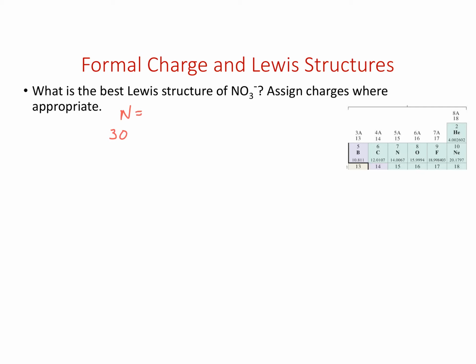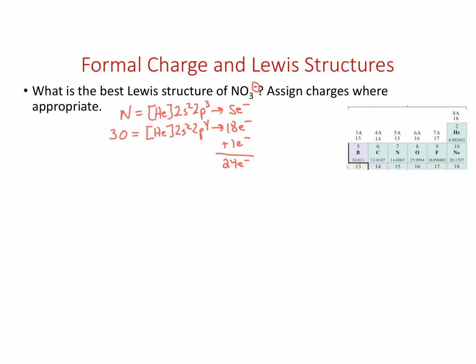So the electron configuration of nitrogen would be helium, 2s2, 2p3. There are 5 valence electrons in nitrogen. For oxygen, I have 6 valence electrons. It's helium, 2s2, 2p4. I have 3 oxygens at 6 valence electrons each for a total of 18 valence electrons. And on the nitrate, I also have a negative charge for 1 extra electron. So I've got a total of 24 electrons to assign in this nitrate anion.